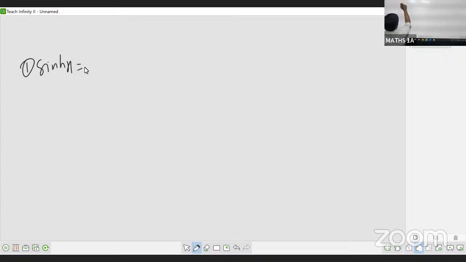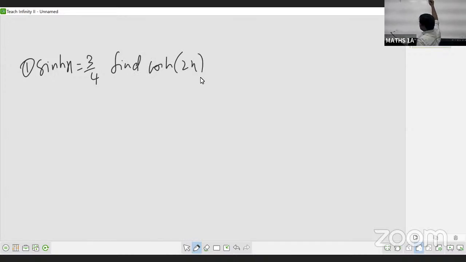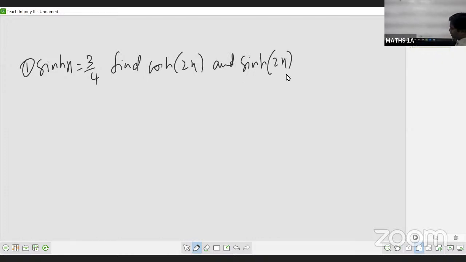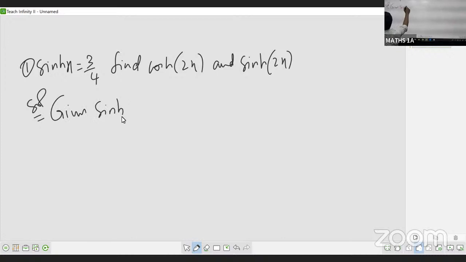Sin hx is equal to 3 by 4. Then find cos h of 2x and sin h of 2x. Sin hx is 3 by 4, then find cos h of 2x and sin h of 2x. Is it clear? What is given? Sin hx is 3 by 4.